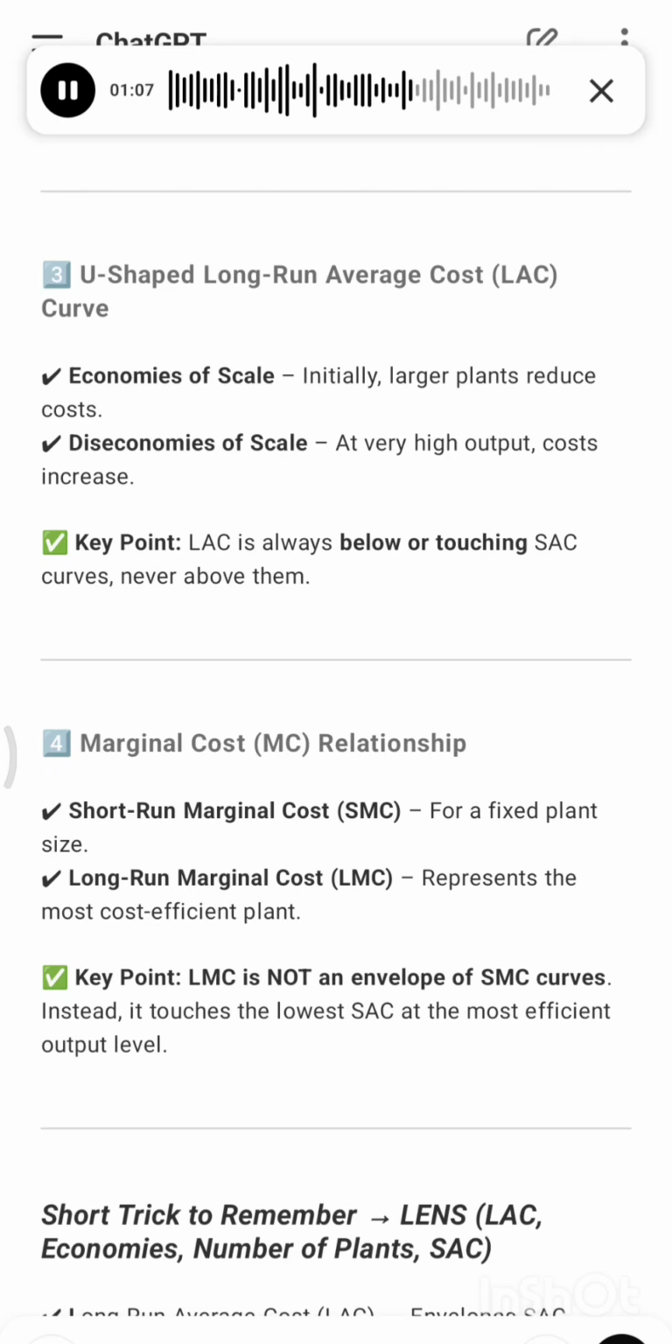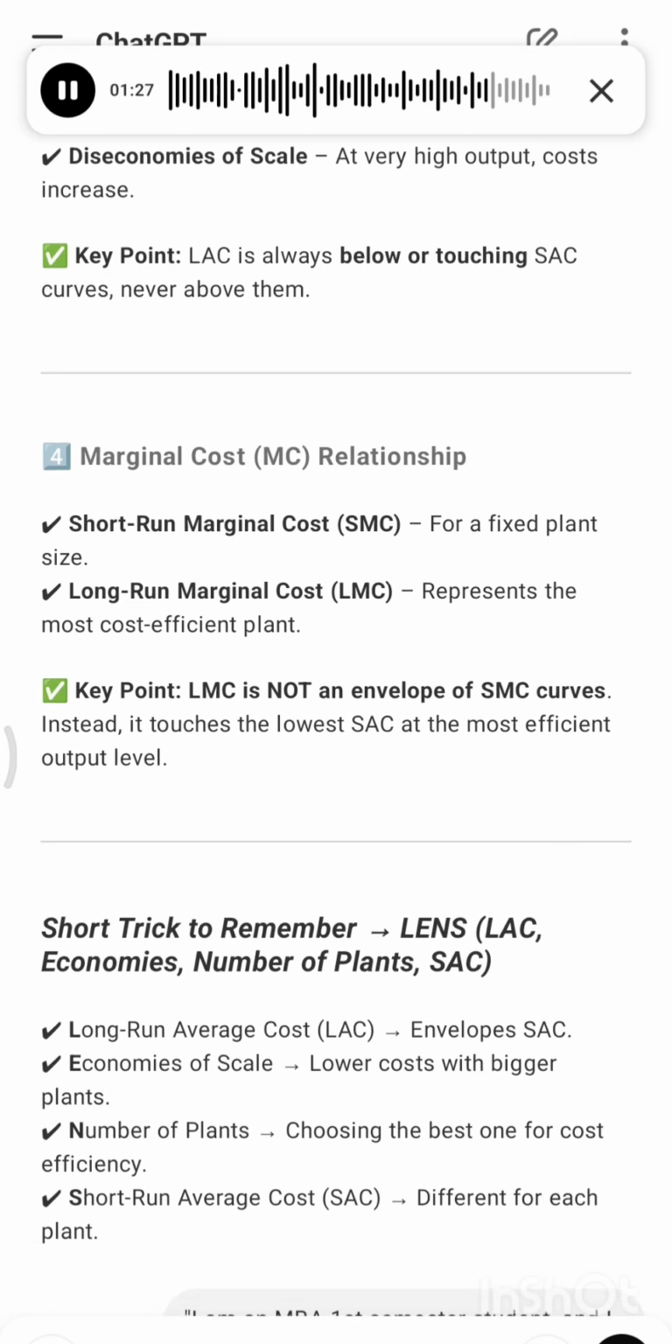Marginal cost (MC) relationship. Short-run marginal cost, SMC, is for a fixed plant size. Long-run marginal cost represents the most cost-efficient plant. Key point: LMC is not an envelope of SMC curves. Instead, it touches the lowest SAC at the most efficient output level.